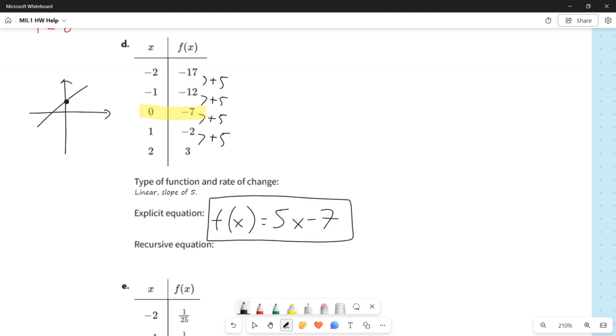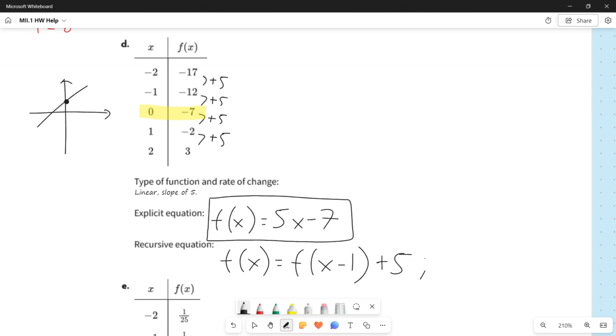Our recursive equation: f of x, and as we've now seen several times, with a recursive equation, it refers to a previous term, so f of x minus 1, the term that came right before it. And just like we saw in part C, with a linear function, all we need to do to our previous term is simply add the slope. That's what slope means. That's the rate of change. Because our slope is 5, we take your previous term, add 5 to it, and that gives you your next term, f of x.